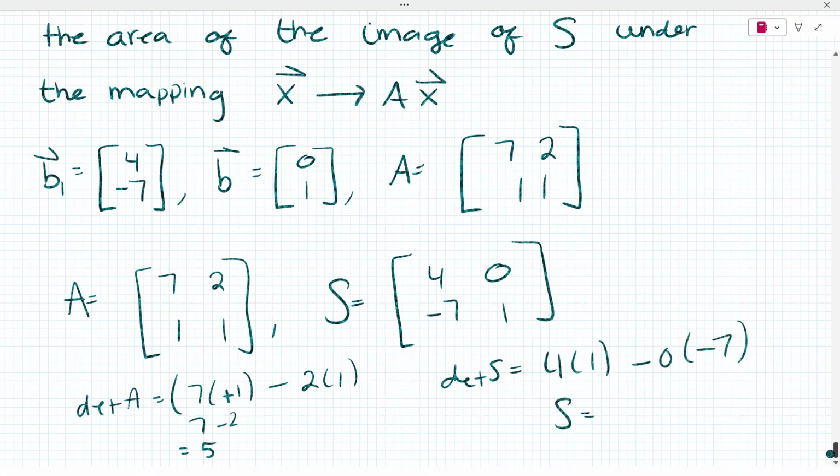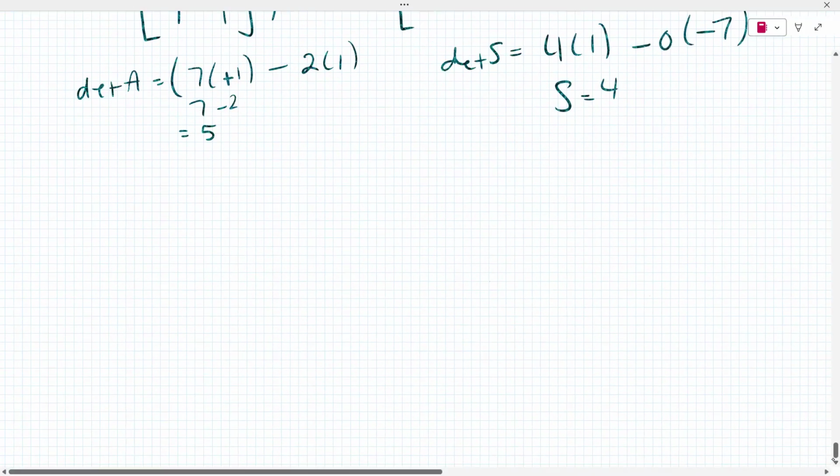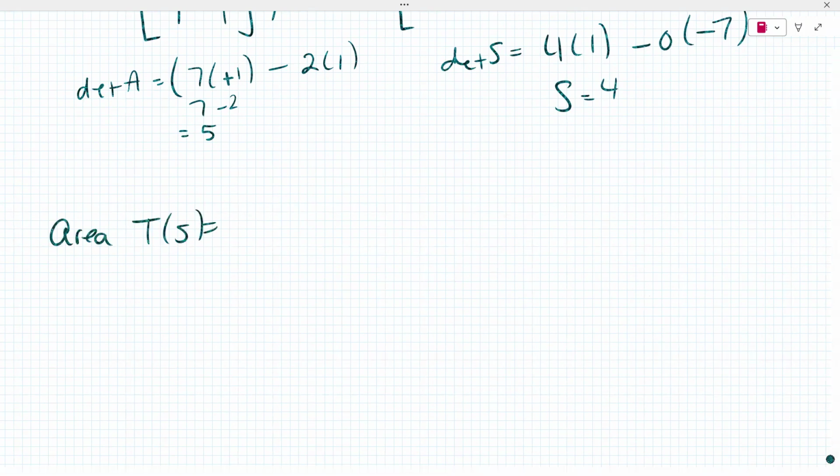So the total area of T(S) is going to be the determinant of A times the determinant of S. That's going to be 5 times 4, which is 20.